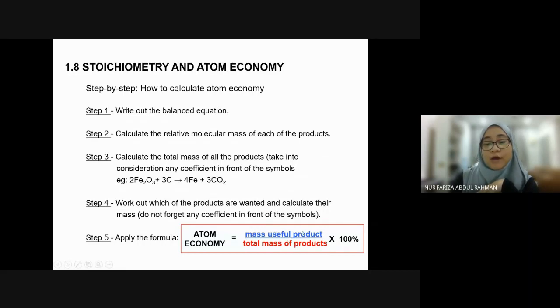Okay, so what is our product of interest? What is our focus? What is our targeted product? That would be your mass of useful product, the thing that we want, over the total mass of product. For example, we want iron. So the molar mass of iron, don't forget to times it by 4, divide by the total mass of product. These two are the product formed, so we have to divide by this product including the coefficient.